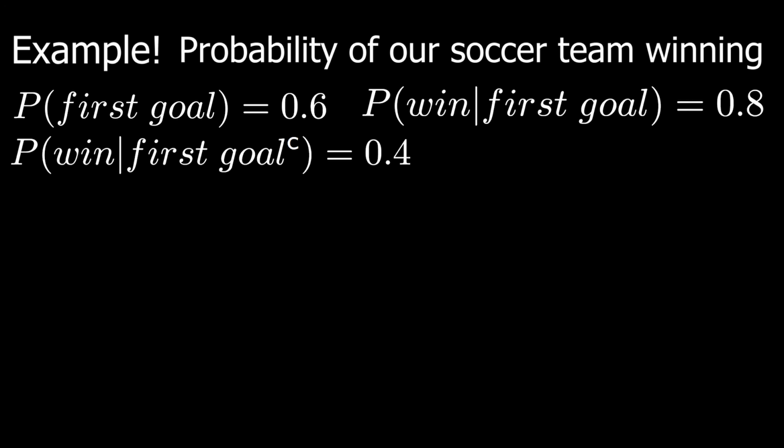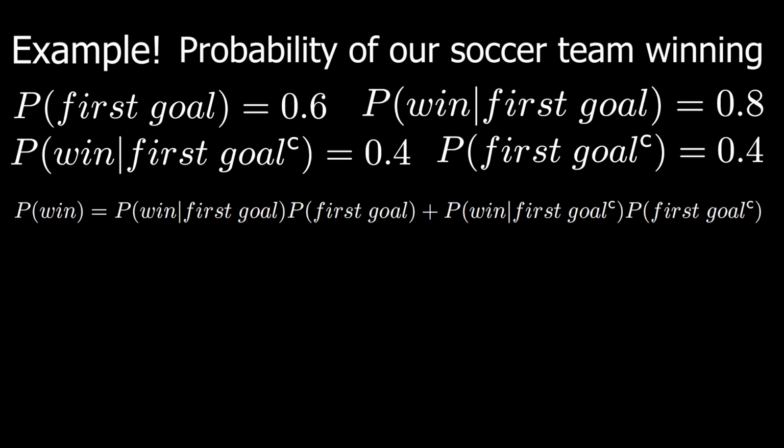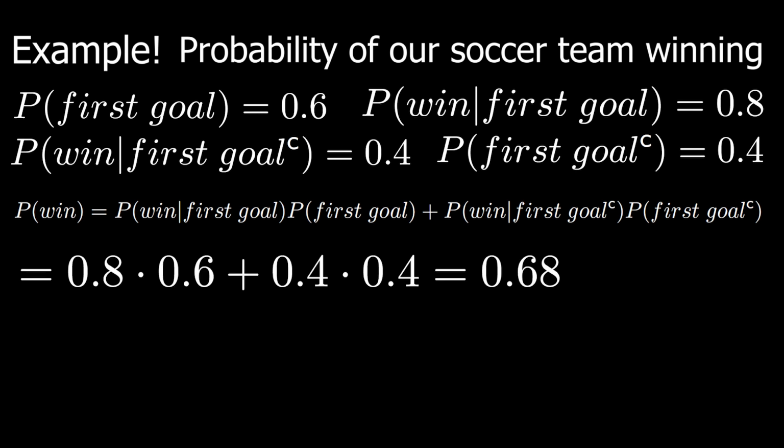We start by using the complement rule to figure out that the probability of our team not making the first goal is 0.4. Since making the first goal and not making the first goal partitions the sample space, we can use the law of total probability. P of win equals P of win given the first goal times P of first goal plus P of win given not first goal times P of not first goal. Put in numbers and calculate. 0.8 times 0.6 plus 0.4 times 0.4, which becomes 0.68. Our team is favored to win. Note that we assume that a first goal will occur.